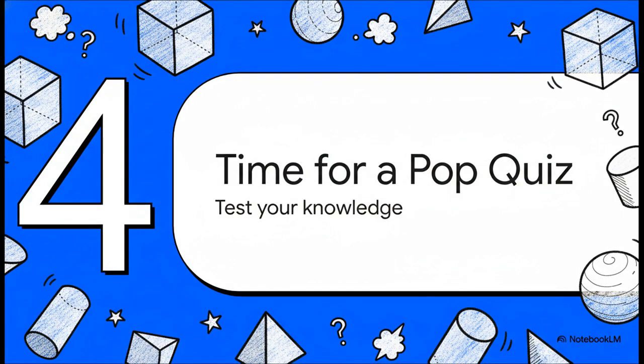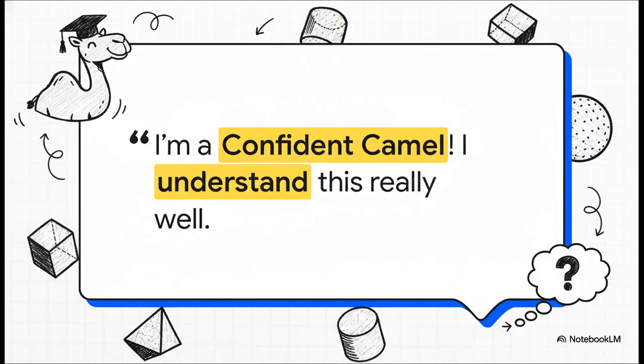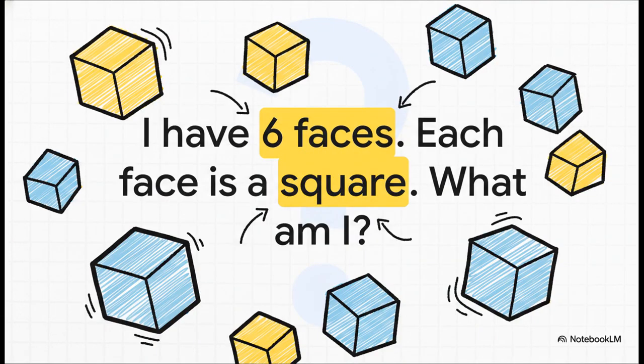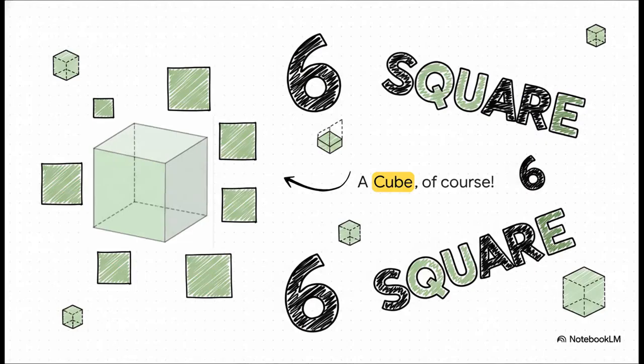Okay, section 4. It's time for a pop quiz. You've learned the vocabulary, so let's test your new knowledge with a couple of quick riddles. So, how you feeling? Feeling like a confident camel? Huh? Ready to test your knowledge? Let's find out. Here is your first riddle. I have 6 faces. Each face is a perfect square. What shape am I? Think about it. 6 faces, and every single one is a perfect square. Of course, it's a cube. Those 2 clues, 6 faces, all of them square. That's the unique signature of a perfect cube.